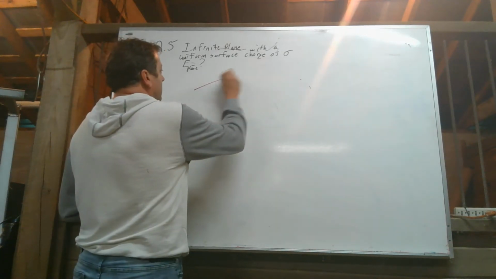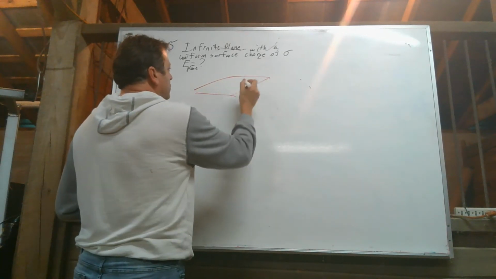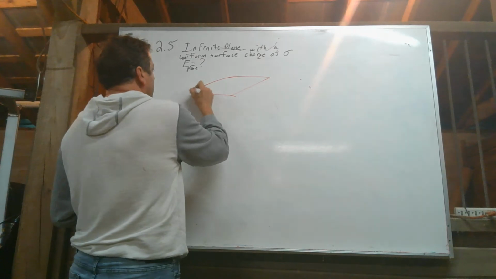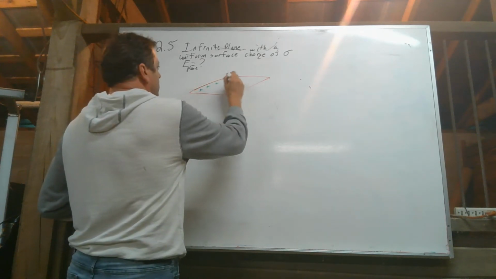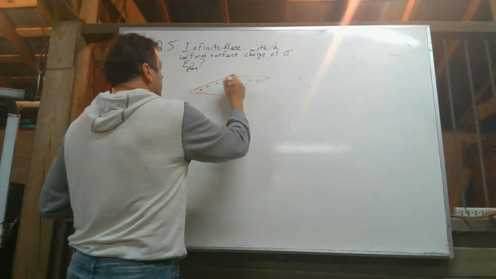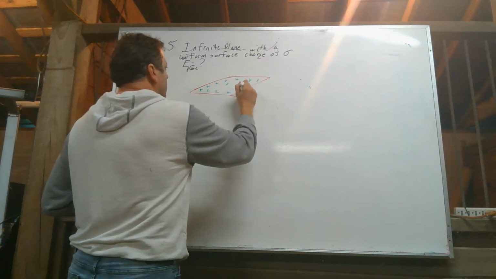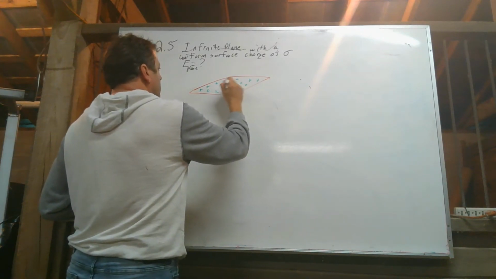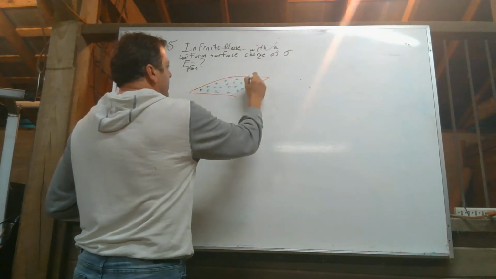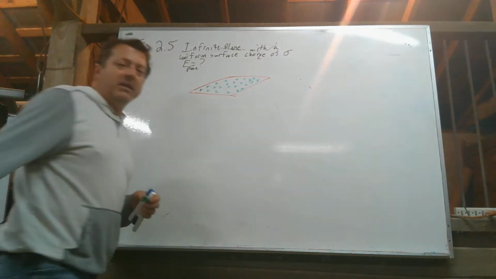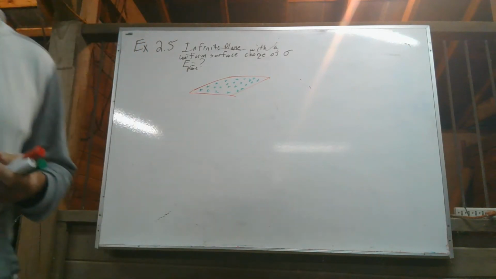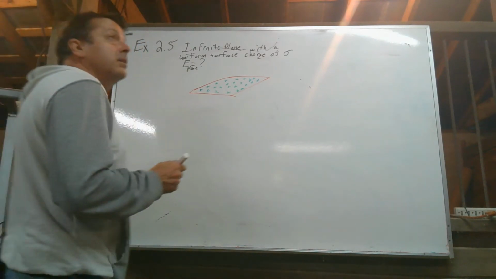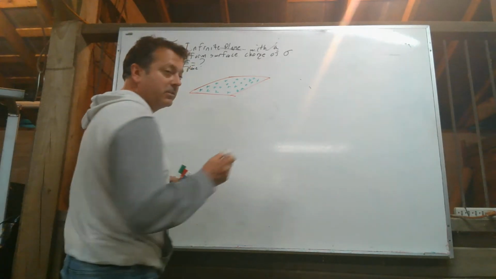Okay, so you've got some sheet of charge, just some parallelogram there. Here, we got charge all over it. If you hear anything, that's rain on the tin roof of my barn. And what we're going to do is use Gauss's law. It's coming down more right now. I shouldn't have said anything.